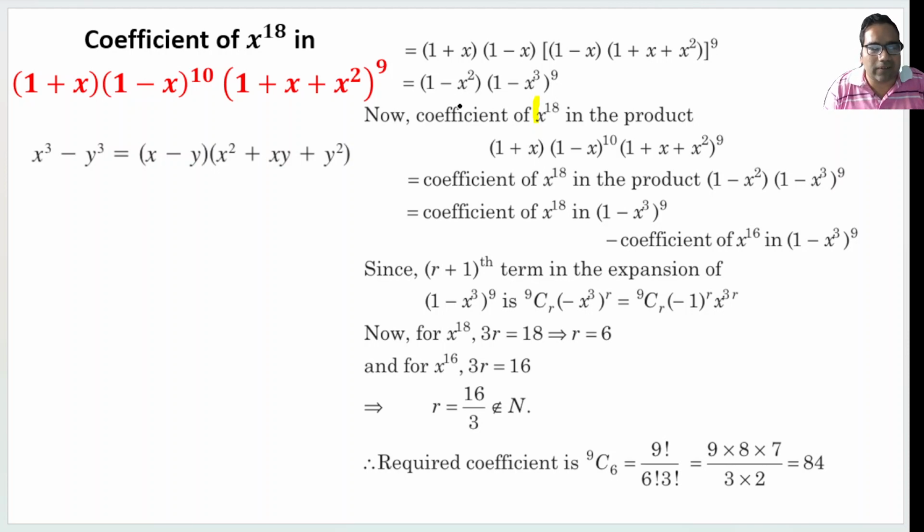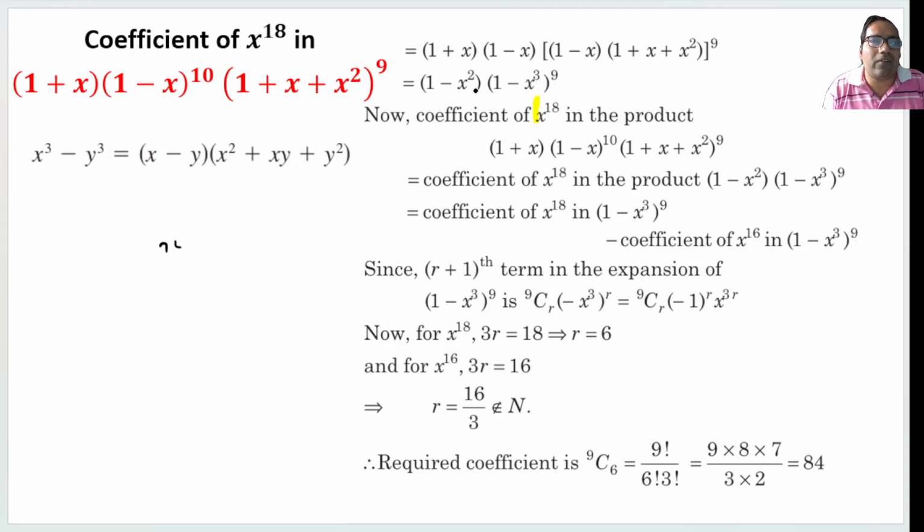Now we want the coefficient of x power 18 in this product. If we expand (1 − x^3)^9 using binomial expansion, we'll get x^3, x^6, x^9, x^12 and so on. Because it is in the form (1 + y)^9, we get y, y^2, y^3 up to y^9, so that means (x^3)^2 is x^6, x^9, x^12. These are all the terms we will get.